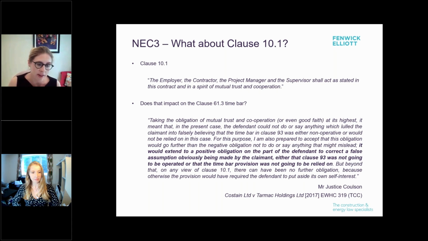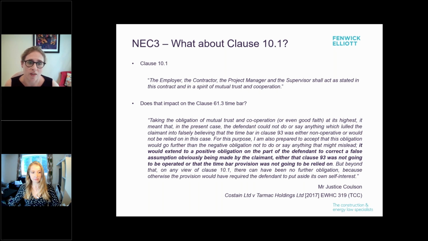But it makes it clear that as well as having an obligation not to mislead, a negative obligation, there's also a positive obligation on the part of the defendant to correct a false assumption where that's being relied on by someone. So it's quite a useful provision potentially, and it ups the level of your duty to not mislead people as to whether you're going to rely on this time bar. But again, you don't really want to be in the position of having to rely on this for your argument or any waiver or estoppel argument. You want to be notifying.